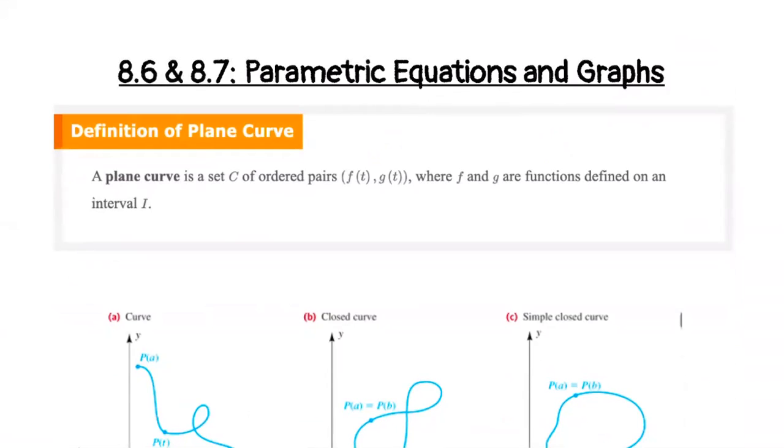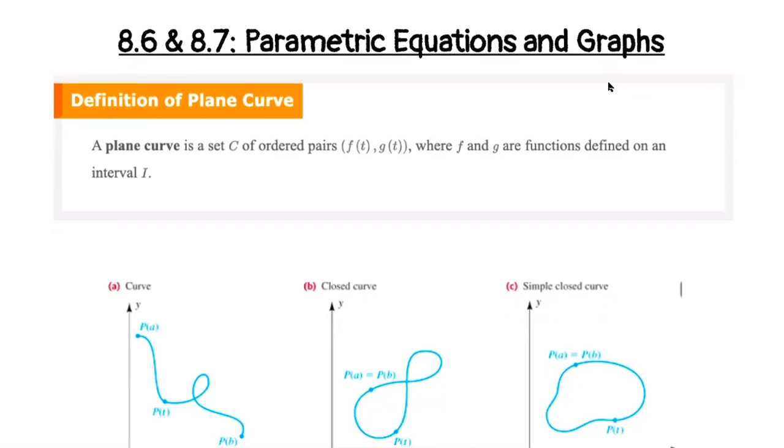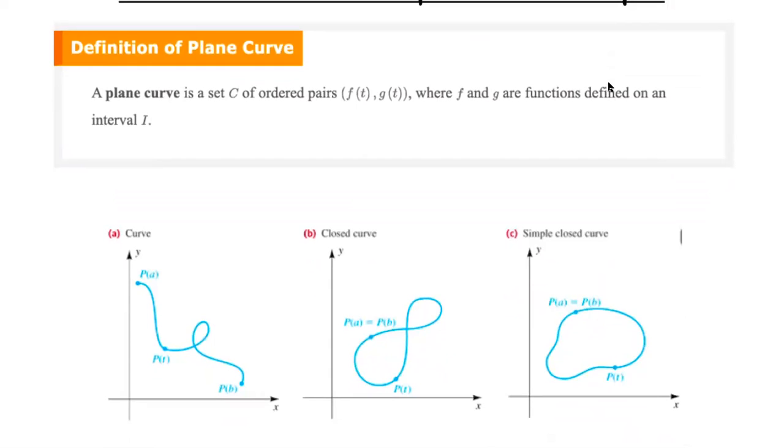All right, so for 8.6 and 8.7, we're talking about something called parametric equations and graphs. We're going to be using the same XY plane that we've used for a really long time. So we're not using the polar graph with the circle. We're just using a regular XY rectangular or Cartesian plane.